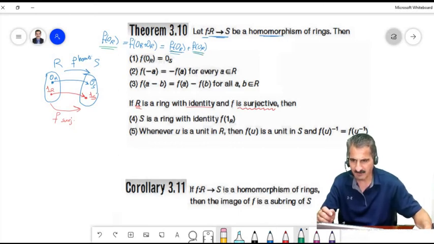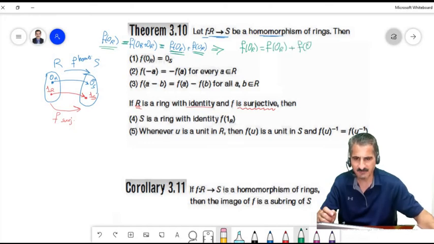Okay, now what happened in here? Now I will use equality from here to here. So, let me write that equality. I got f of 0 of R equal to f of 0 of R plus f of 0 of R. Now what can I do next?